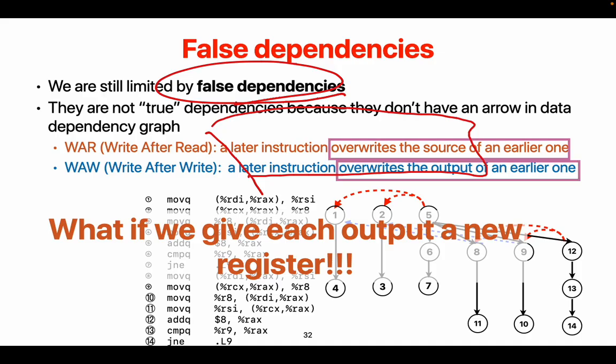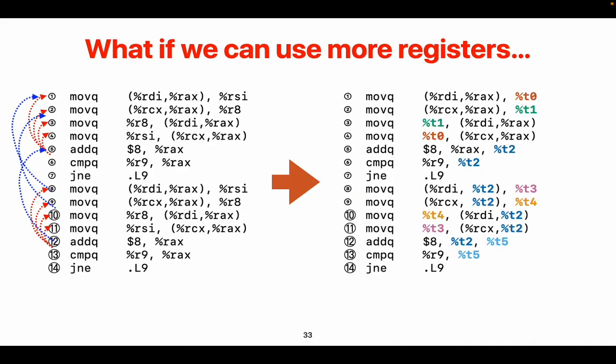So let's try this, right? If I can give each instruction with an output a new register, like the code on the right-hand side that I have rewritten. For example, instead of moving to RSI now, it's going to be T0, and R8 is going to be T1. Then for the later instruction, I can modify the source to be the newly named register.